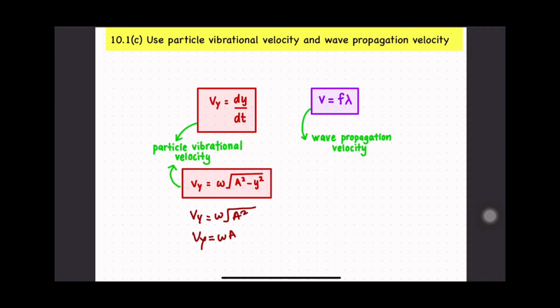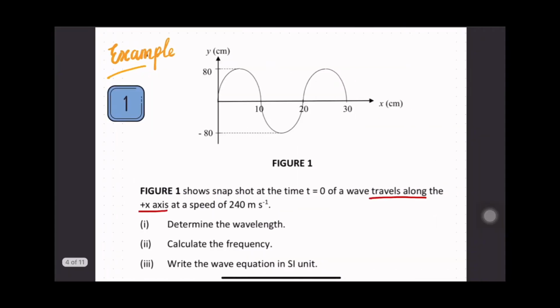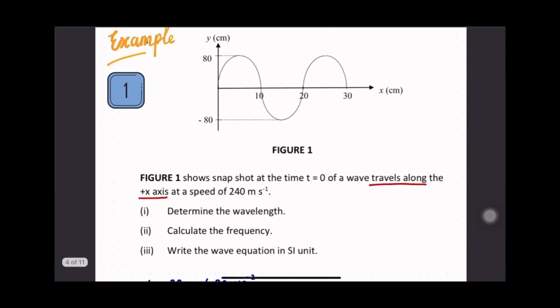So same as the video earlier, when the particle is at the maximum point, it will produce V equal to zero. Particle vibrational velocity is equal to 0. Okay, so look at example 1.